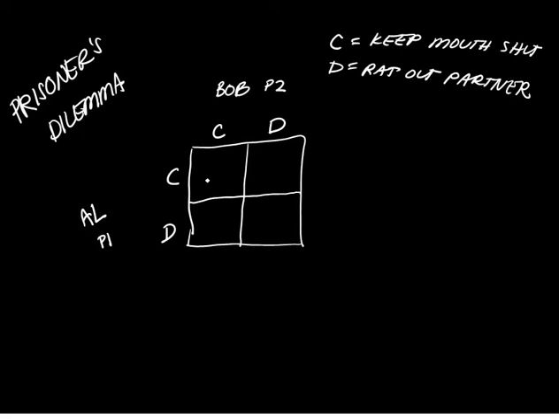Okay, I'm going to put all of Al's payoffs on top of this line, and Bob's payoffs will just be in the black space. So if Al decides to keep his mouth shut and Bob decides to keep his mouth shut, the police only have enough evidence to put them away for misdemeanor disturbing the peace.